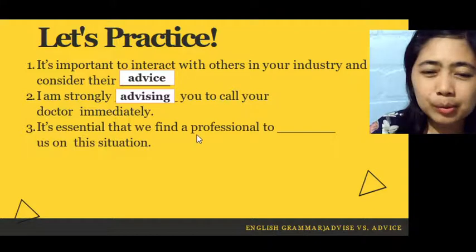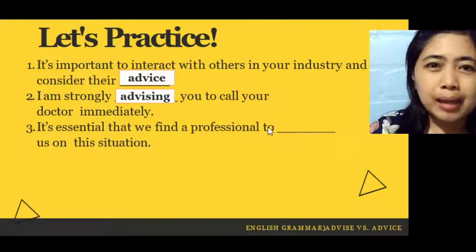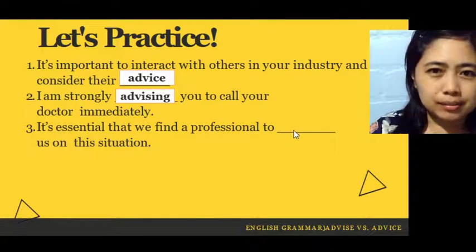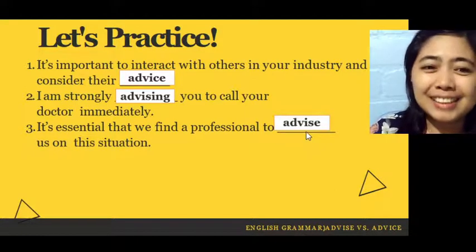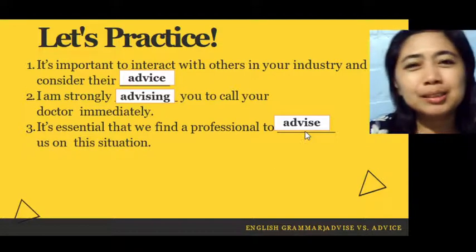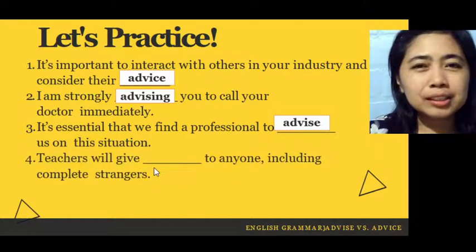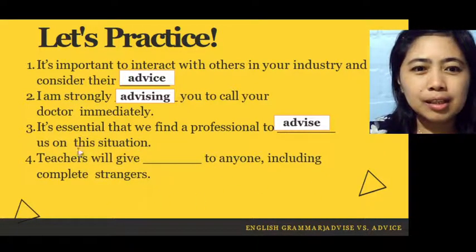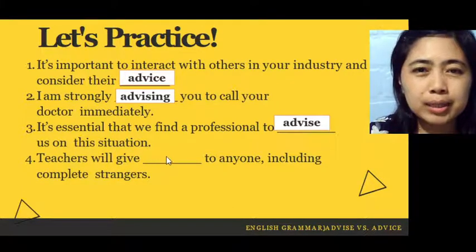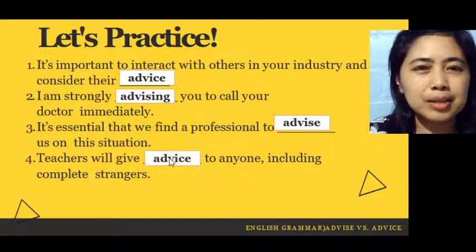Next number: it's essential that we find a professional to blank us on this occasion. To advise us on this situation, somebody to advise you. Next number: teachers will give blank to anyone, including complete strangers. Teachers will give, we already have the verb here, so what we need is a noun. Teachers will give advice to anyone, including complete strangers.